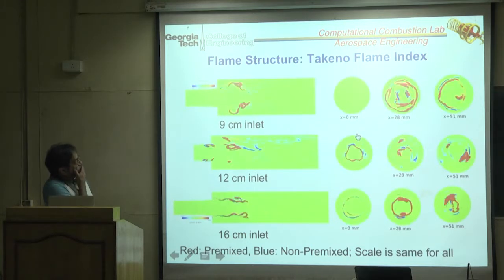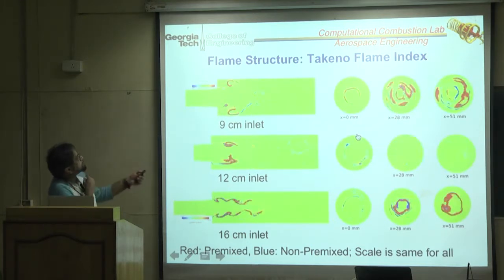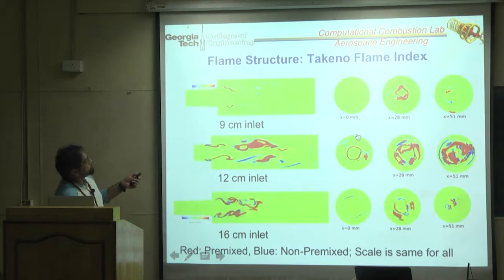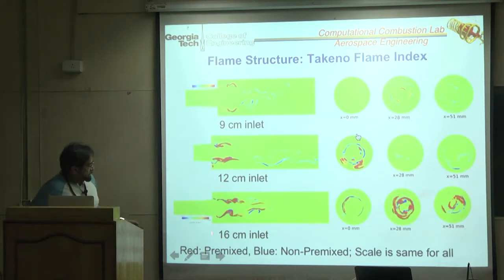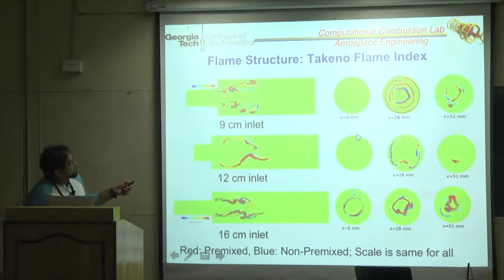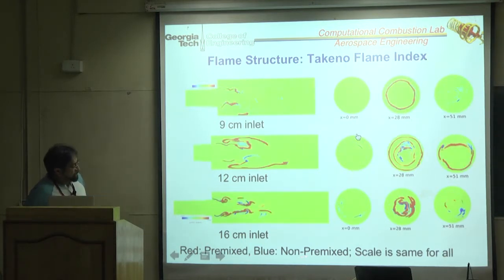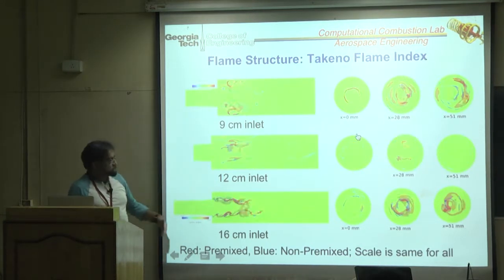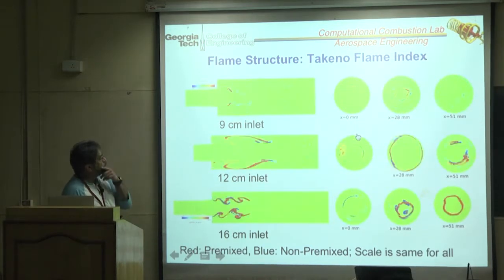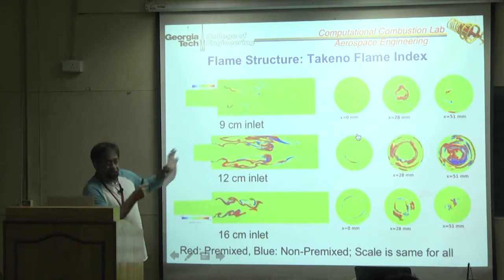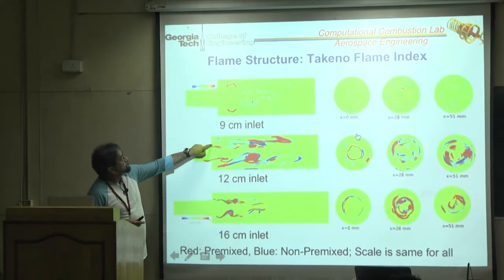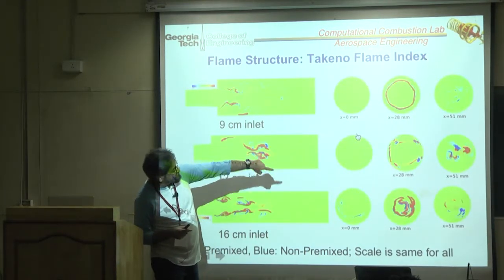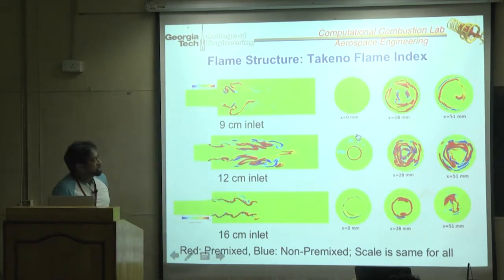But what is interesting, like I was pointing out, is the Takeno flame index. Red is premixed. Whenever it shows red, it is premixed. Whenever it is blue, it is non-premixed. These are snapshots, not continuous, so you can't see it as a movie, but you can see that there is red and blue everywhere. The initial anchoring is always primarily red, but you see blue regions forming, and it is also premixing non-premixed regions in the 3D.